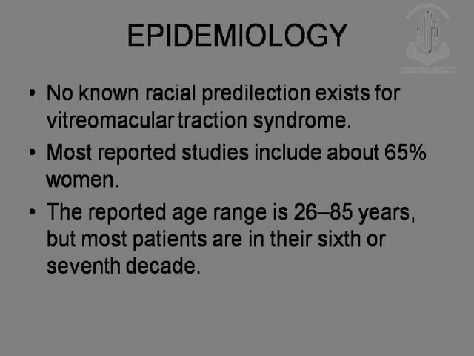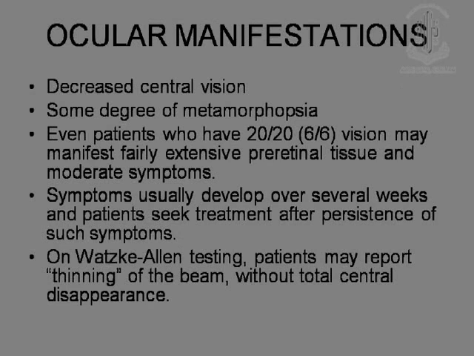There is no racial predilection. Most of the studies include 65% of women. Reported age range is 26 to 85 years. On ocular examination, there will be decreased central visual acuity, and some degree of metamorphopsia is what is most commonly experienced by patients. Even if patients have 6/6 vision, they may have significant metamorphopsia.